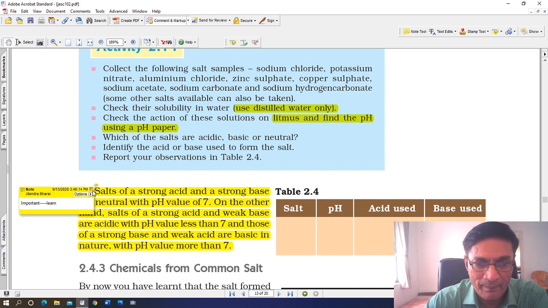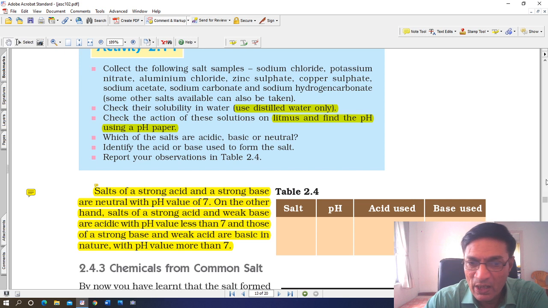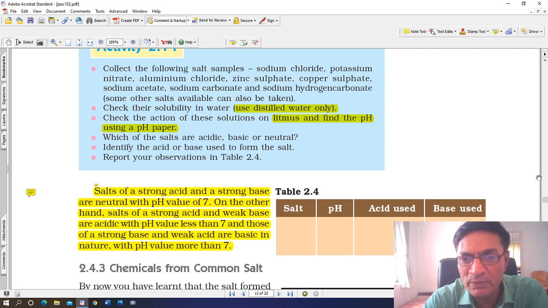Okay, this one. Here I have written, see, also salts of a strong acid and a strong base, both are strong, and therefore they are neutral with pH value of 7. On the other hand, if the salt is a salt of a strong acid and a weak base, it will be acidic, slightly acidic, and the value of pH will be less than 7. And if it's a strong base but a weak acid, then its pH will be greater than 7 and it will be slightly basic in nature.